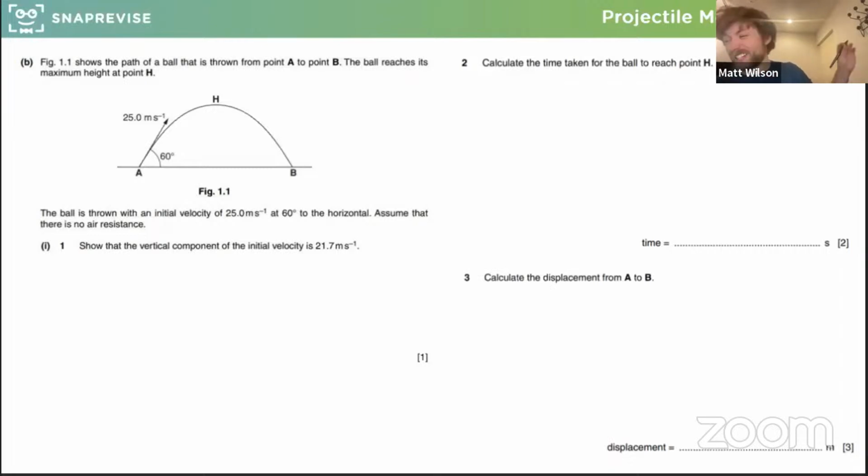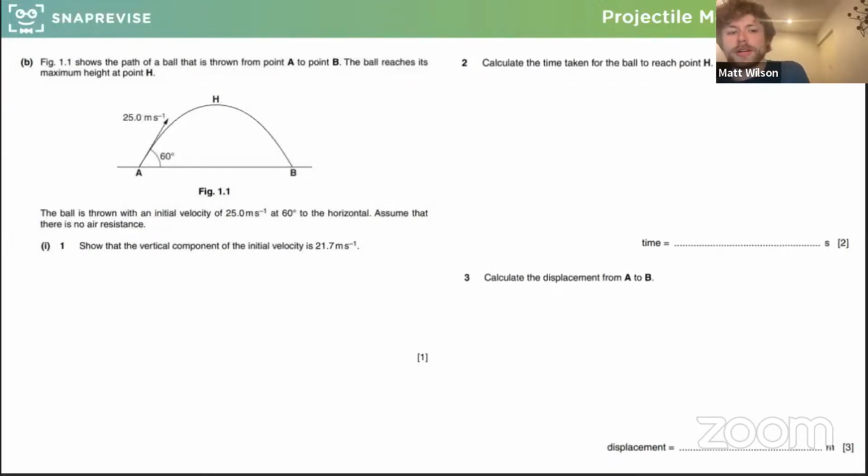The ball is thrown with an initial velocity of 25 meters per second at 60 degrees to the horizontal, and all that information is in the diagram, so that's perfect. And we can assume there's no resistance, which is just code for you can use SUVAT stress-free.